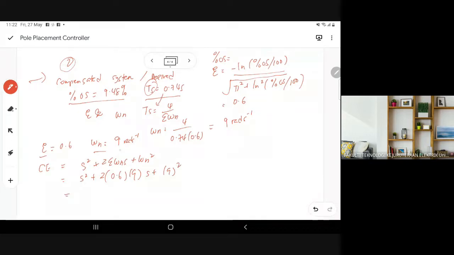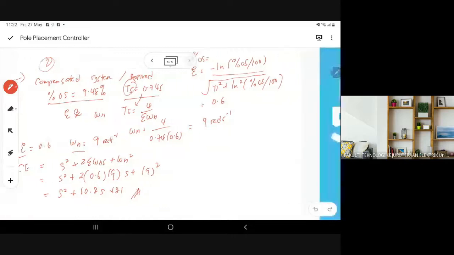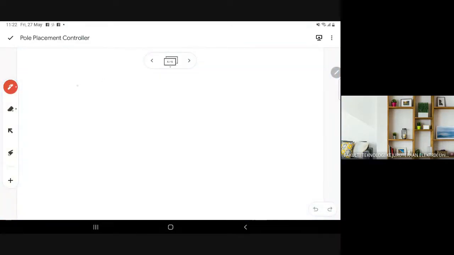Finally, you get the characteristic equation is s squared plus 10.8s plus 81. This is your characteristic equation for the desired system. Okay, so for both the compensated and uncompensated systems, we have already done step number one and step number two. So now it's time for us to put all the information side by side at step number three.